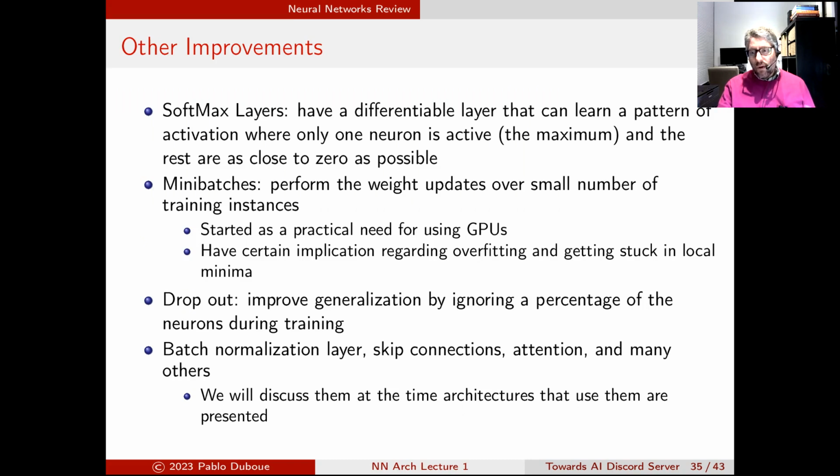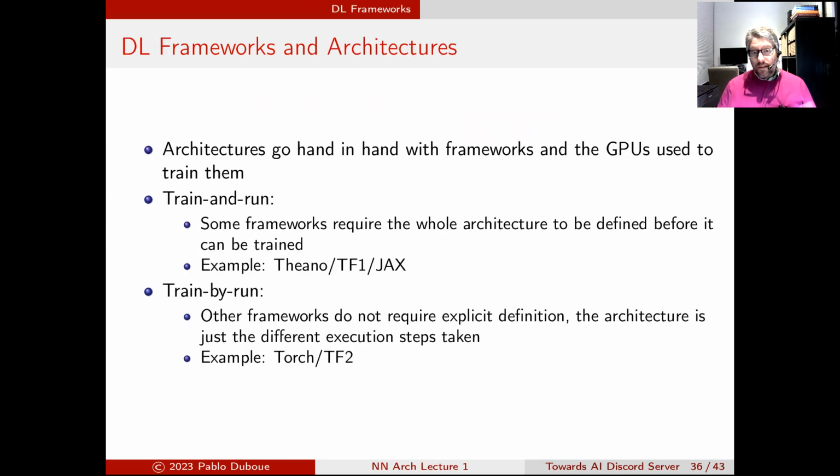So all this should be familiar to people taking this seminar, but I just wanted to establish a common background. And now I'm going to wrap up discussing a little bit about deep learning frameworks and architectures.